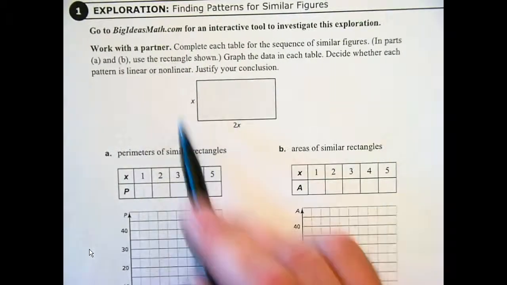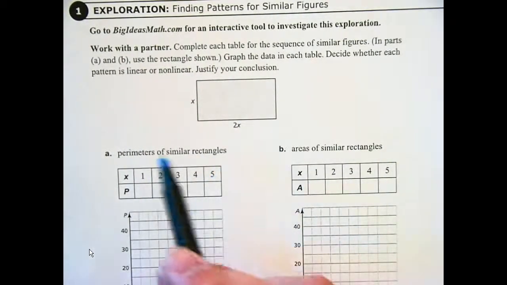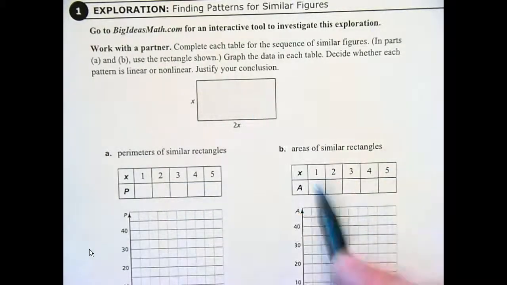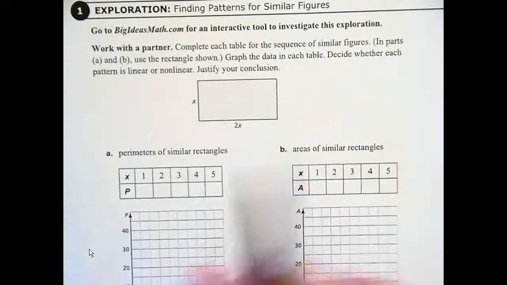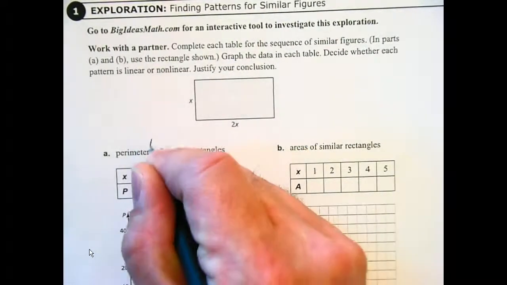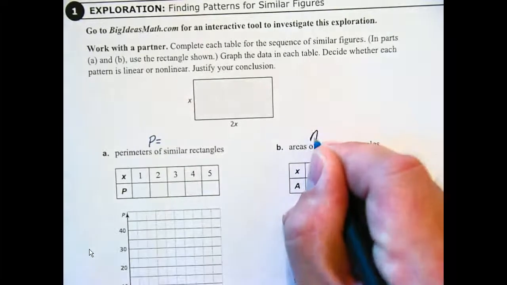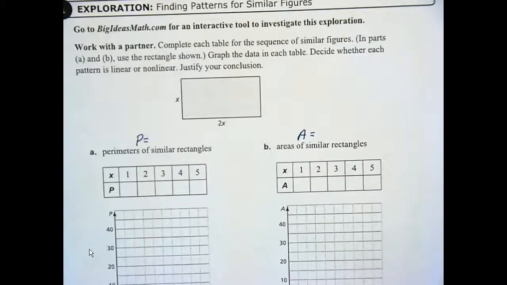In order to find the perimeter, you have to know how to find the perimeter of a rectangle. In order to find the area, you must remember how to find the area of a rectangle. So quick reminder, what's the formula for perimeter of a rectangle? Write it down on your paper. And what's the formula for area of a rectangle? Write it down there.